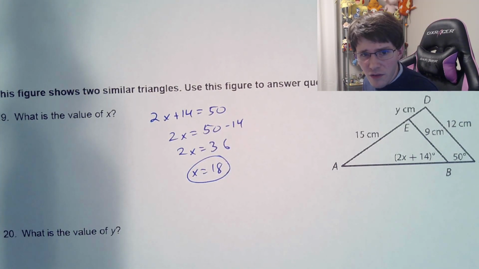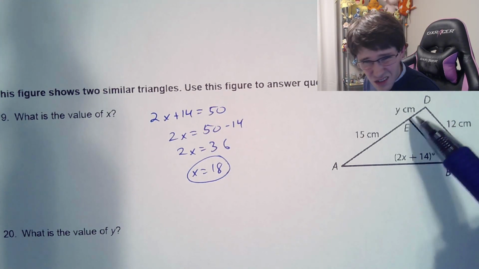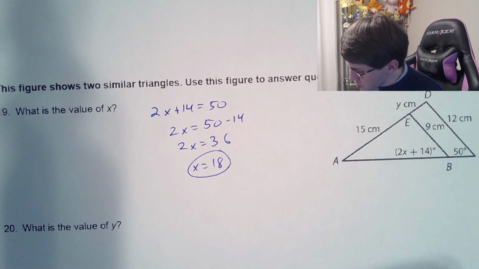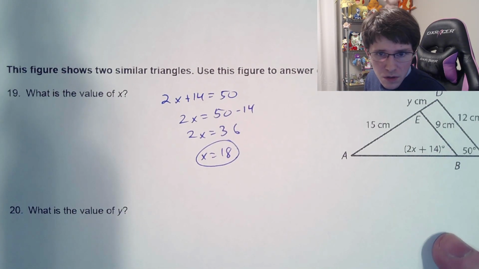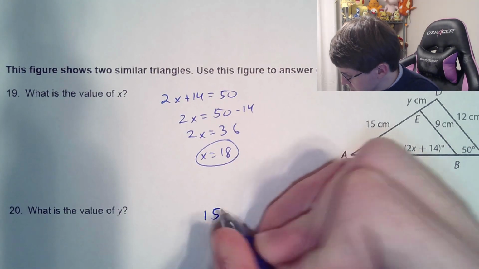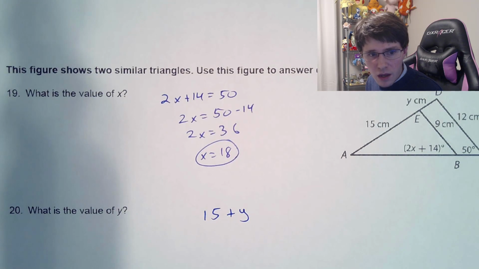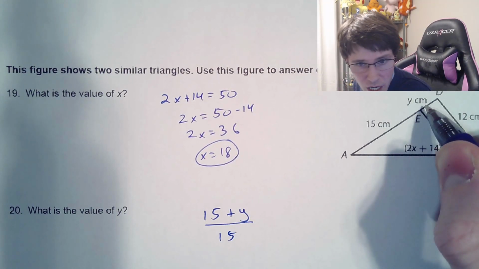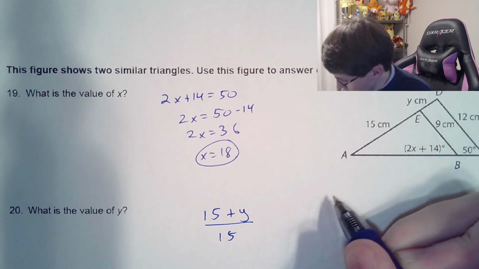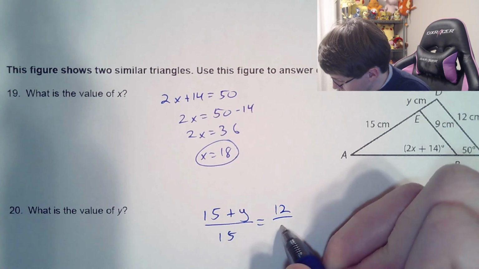And then finally, our value of y. We do need to be a little bit careful on this one because the y is in that little tiny short section. So for this particular problem, the way that we're going to do it, we're going to do 15 plus y, so that's like the longest side of that figure, divided by 15. So we had long over short is equal to long over short is equal to 12 over 9.